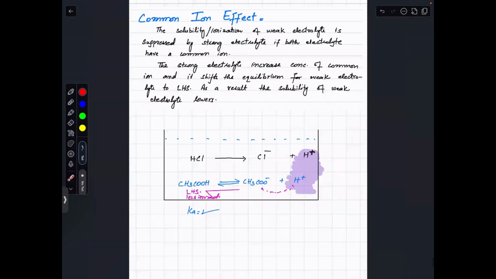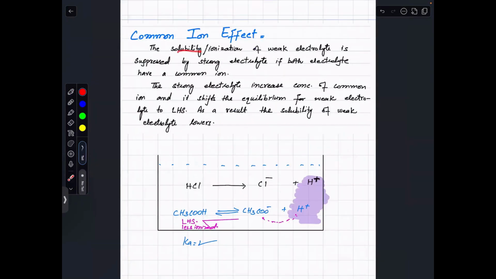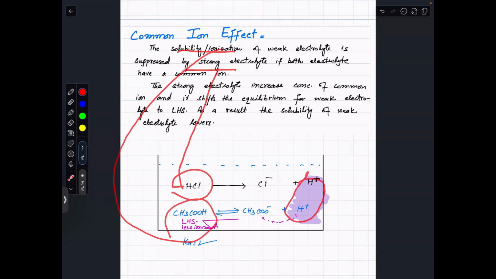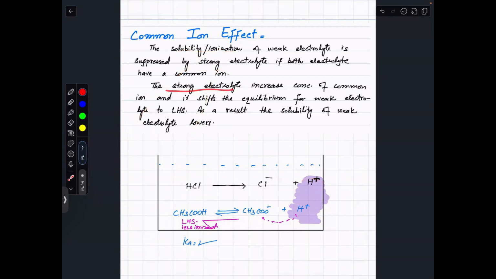So what I've written? The solubility of the weak electrolyte is suppressed by a strong electrolyte if both have a common ion. The strong electrolyte increases the concentration of the common ion and it shifts the equilibrium of the weak electrolyte to the left-hand side. As a result, the solubility of the weak electrolyte lowers. So ethanoic acid is less ionized in HCl.